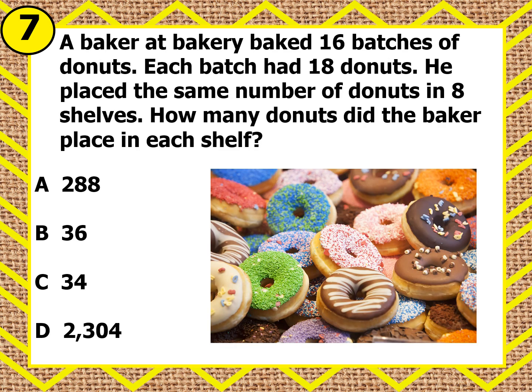Number 7. A baker at a bakery baked 16 batches of donuts. Each batch had 18 donuts. He placed the same number of donuts in 8 shelves. How many donuts did the baker place in each shelf? You have 2 minutes to complete this problem. Go!